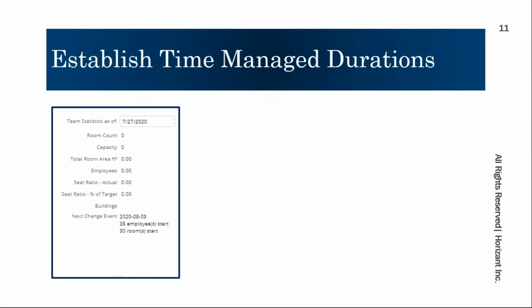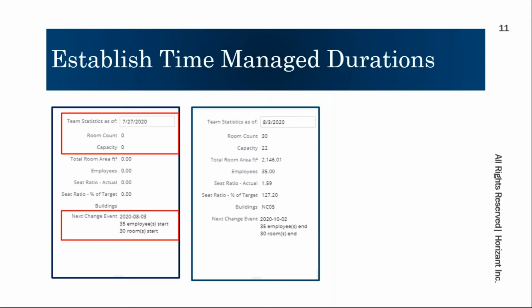So for our project, one of the things that we want to do is establish the timeline for the space at hand. If we were looking at setting this up a week or so ago, on the 27th of July, we have no rooms and no employees that we want to work on. But if we advance our time going forward, we know that we're going to have up to 35 employees working in 30 spaces. So when the project kicks off and we start setting up the team space beginning August 3rd, we have a total of 30 rooms with a total of 35 employees that will be sharing the space.